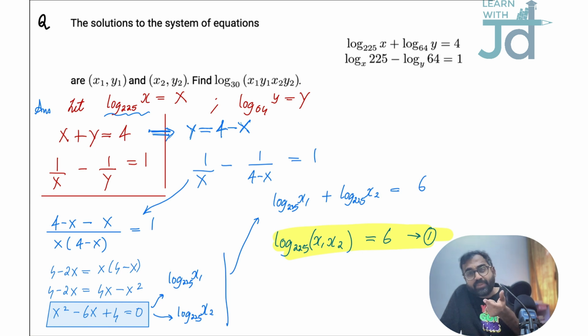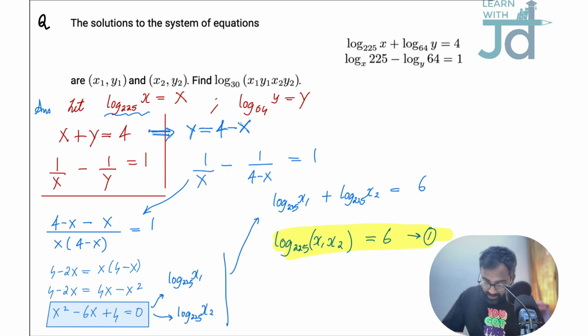And similarly I want y1 y2 also. So what will you do? Similarly I will eliminate x here and get a quadratic in y and do the same stuff. Okay, so that will do. So please make a note and then I will do this.